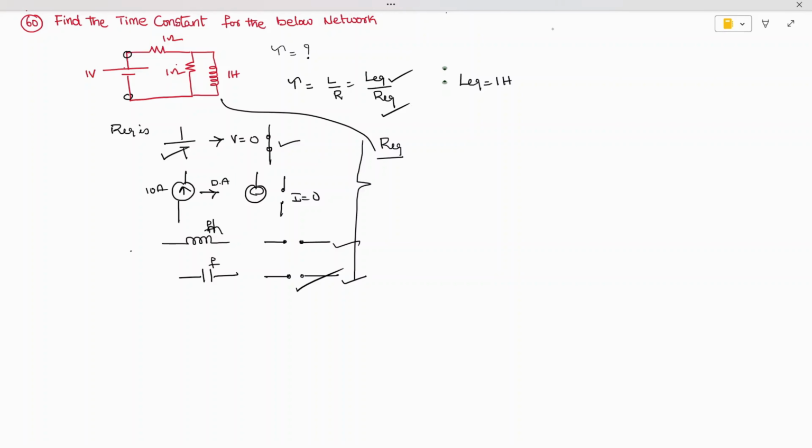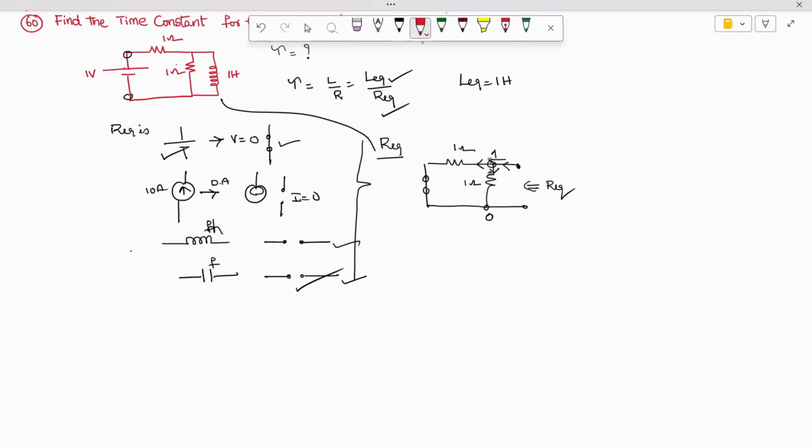If you draw this initial network, the voltage source is there. I'm short circuiting the voltage source and redrawing the network. This is 1 ohm and this is another 1 ohm, and the inductor is open circuited, and here we are going to find out R equivalent. Current flows like this and the current gets divided. Between these two nodes, let's mark this node as 0 and this node as 1. Now I can say these two resistors are connected in parallel.